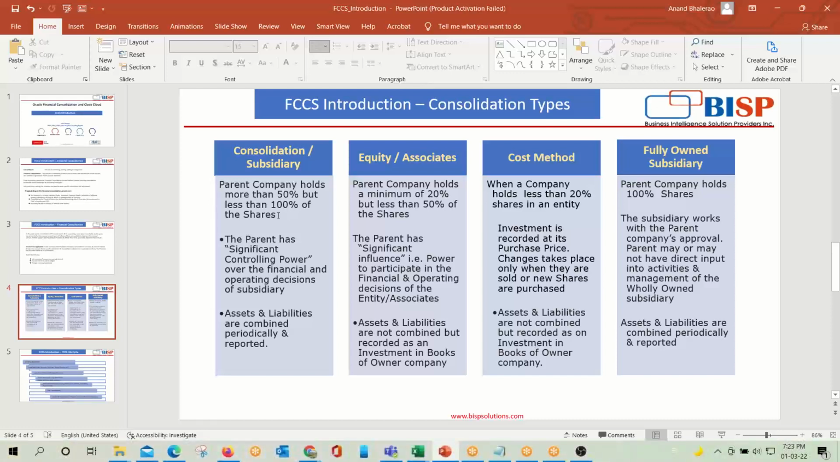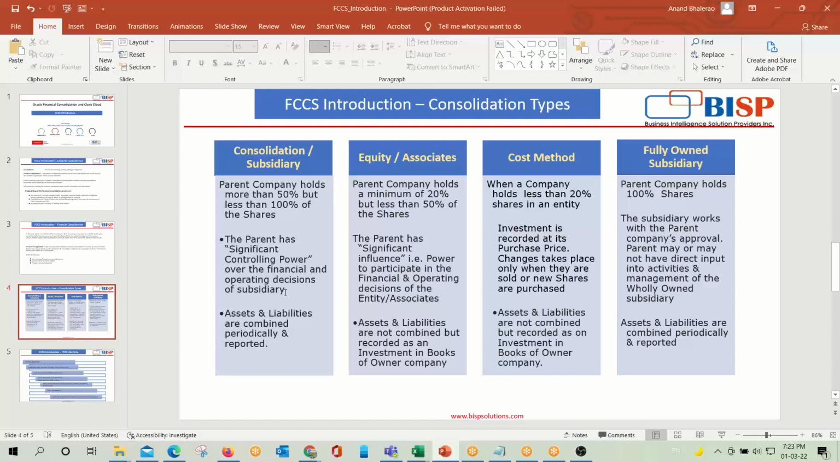The company which holds the shares is known as the parent, and the company whose shares it purchases is known as the subsidiary. A parent can have one or more than one subsidiary. The parent company has significant controlling power over the financial and operating decisions of the subsidiary. That is, if the parent company holds more than 50% and less than 100%, it applies significant control and power. It can influence the financial and operating decisions of the subsidiary.